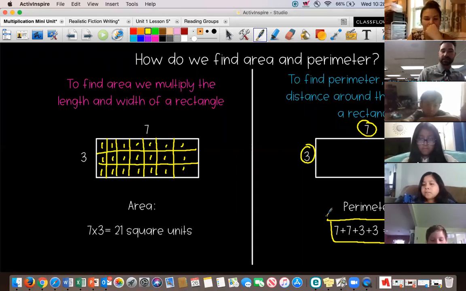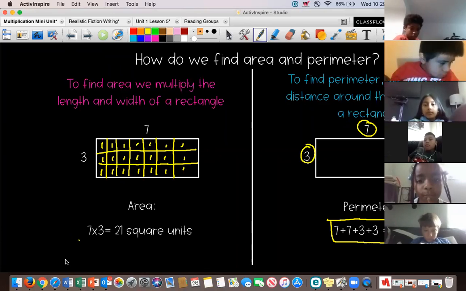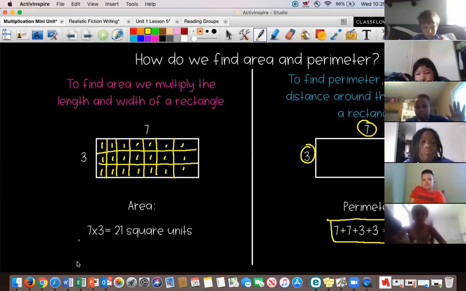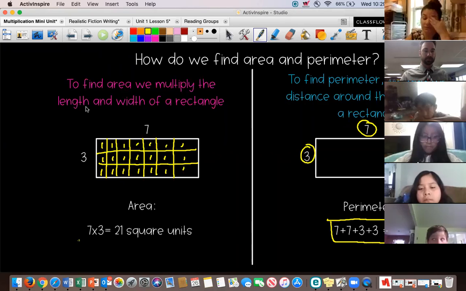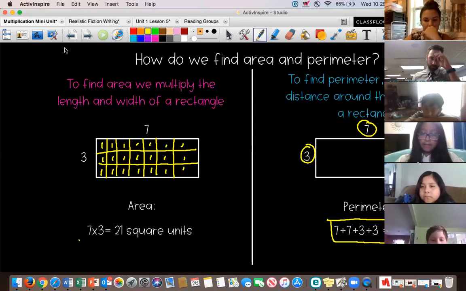Can somebody explain to me why we have 7 plus 7 plus 3 plus 3 and not just 7 plus 3? Because that's kind of a little tricky part of it. Cynthia, can you explain why we do 7 plus 7 plus 3 plus 3? Because the top is going to be the same as the bottom, 7. And in the width, it's going to be the same on the other side.